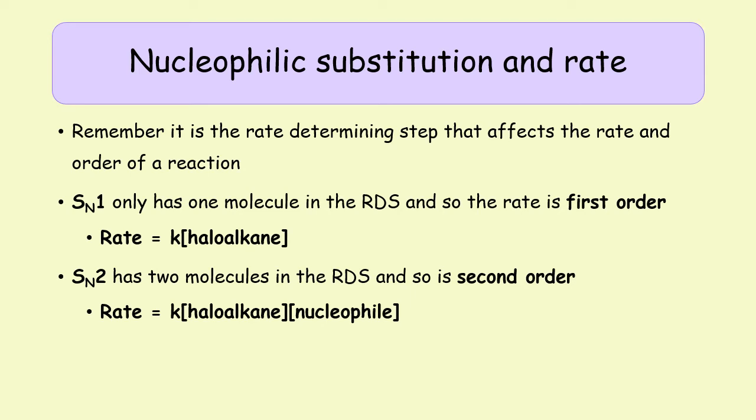So you can see between those 2 there is obviously a significant difference, and an SN1 reaction will not be affected by changing the concentration of nucleophile, whereas an SN2 reaction will be altered by changing the concentration of nucleophile.